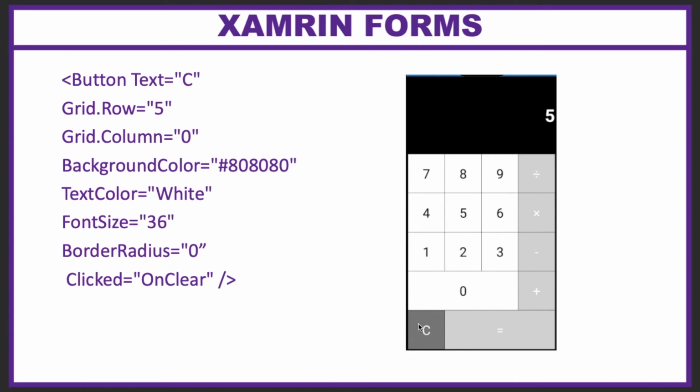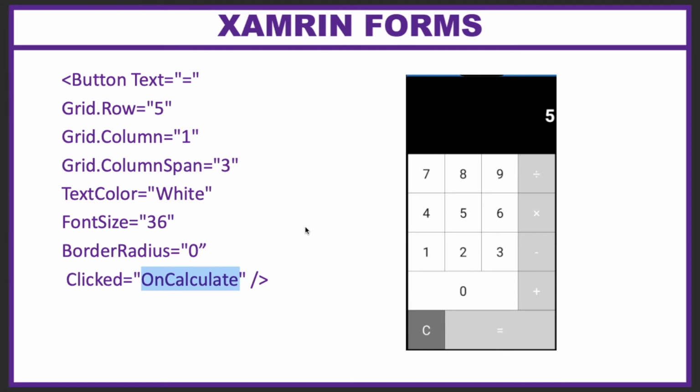Next one, for this C button. C means clear. Everything is same, and here we need to call the onClear method. So that method will clear all the contents. Finally, the equal to symbol. That means we are going to calculate. So we have to call the onCalculate method for executing the operation to be performed in the calculator.